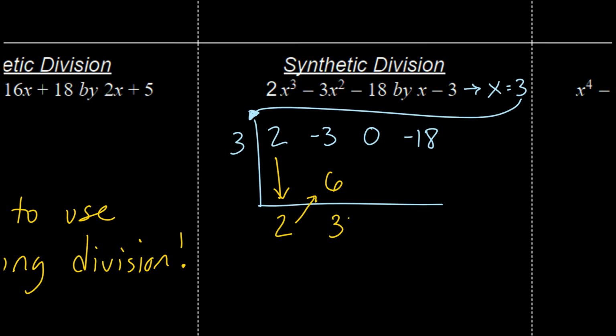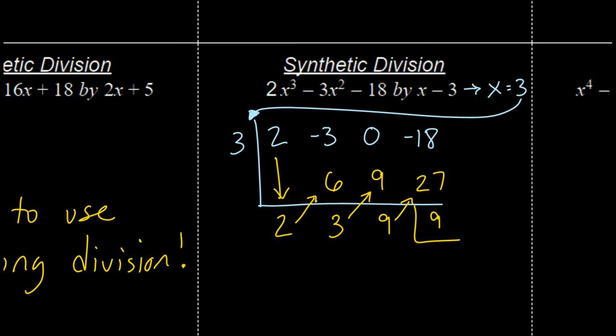Then what do I do? 3 times 3, and you get 9. And then 0 plus 9? And then what do I do? 9 times 3. Look. We brought down the 2. Then you multiply 3 times 2 and you get 6, and then you combine. And then 3 times 3 you get 9, and then you combine, and then you do 9 times 3. And you get 27. And then what is -18 plus 27?